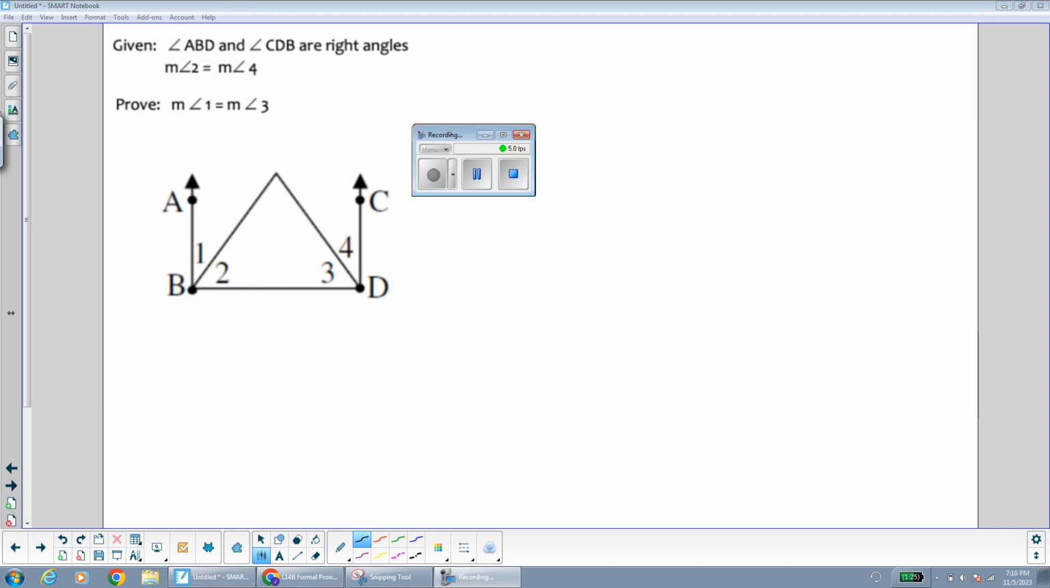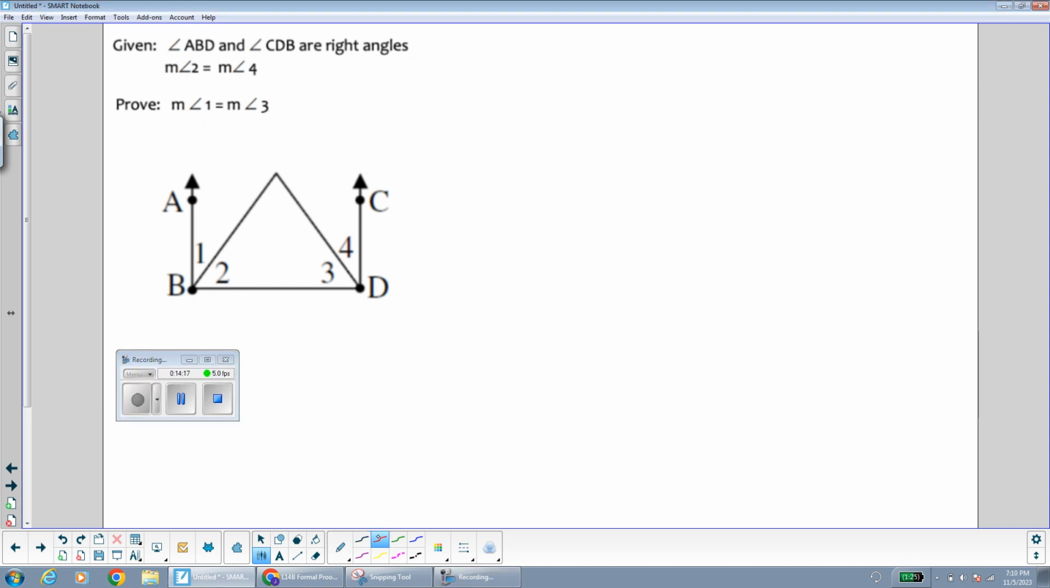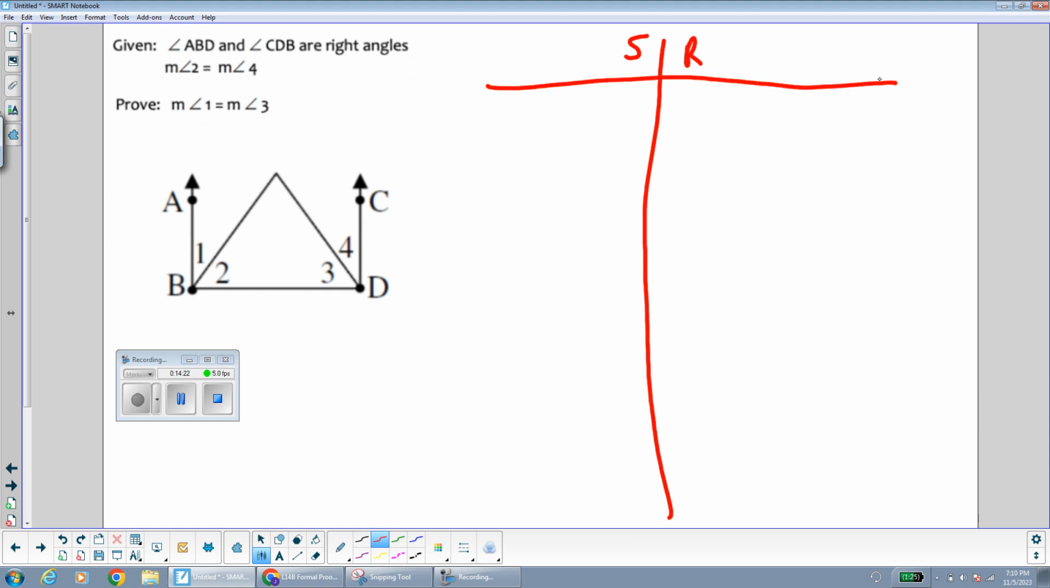Last one for 2-column proofs before we move on to the coordinate geometry proofs. So we're starting off with knowing that angle ABD and angle CDB are right angles. I'm going to put that into my diagram. Angle ABD and angle CDB are right angles. Let me get that in my proof. Angle ABD and angle CDB are right angles, and that is given information.